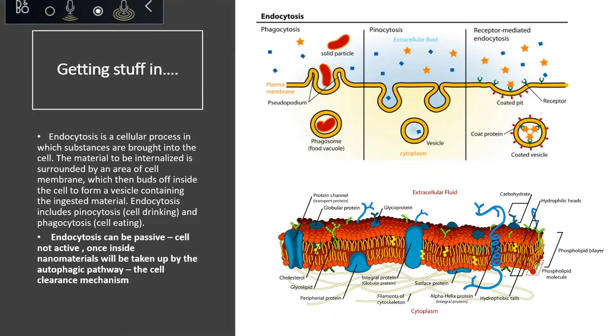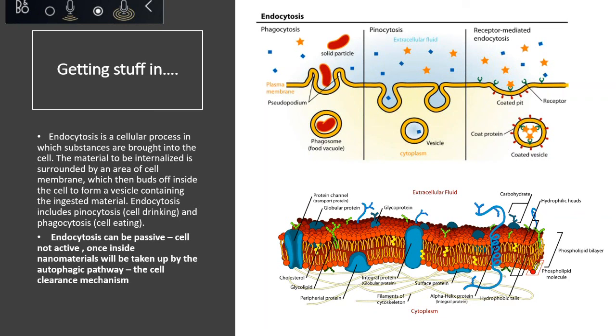Right, well, before we can have an adverse outcome, we've got to get the stuff in, and that's endocytosis. This is the process in which substances are brought into the cell. The materials are internalized and then surrounded by an area of cell membrane, which then buds off inside the cell to form a vesicle containing the ingested material. Endocytosis can be active or it can be passive. And we are only going to be concerned here with the passive part.